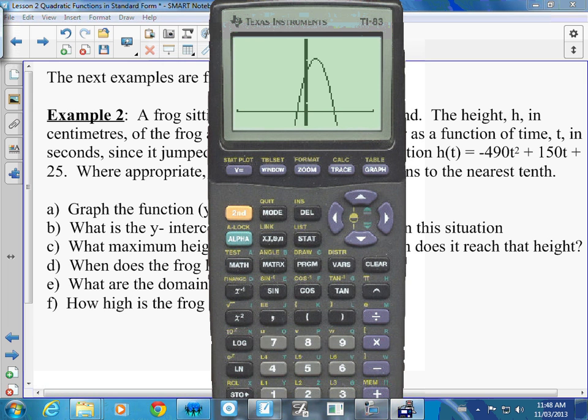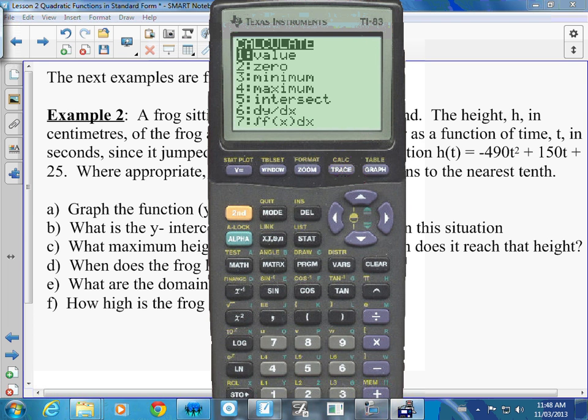Under trace, if you go to second trace, there's a whole bunch of things. Oh, zeros. Well, that might be useful. Is this a min or a max, by the way? It's maximum, right? Mountain max. So what we can do is we can go down here, we can pick max.